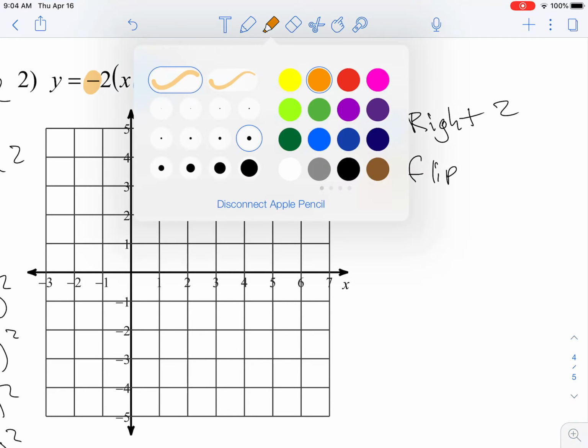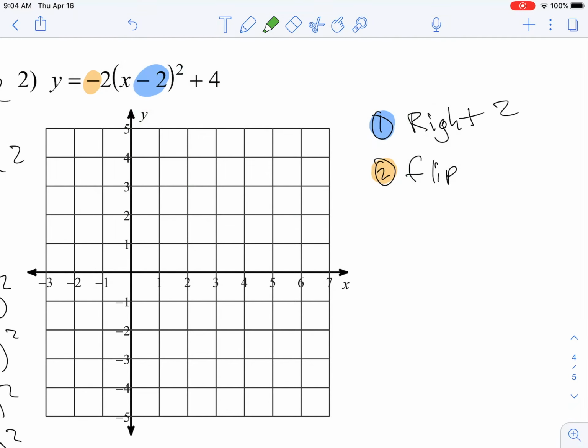Steps 2 and 3 are interchangeable. So for step 3, I'm going to do a stretch of 2, which means I'm going to multiply whatever my y value is by 2 to get a new y value. Stretch 2. Did I add an extra t in there? Nope, I'm good. Stretch 2.